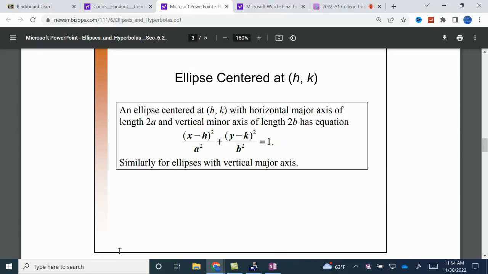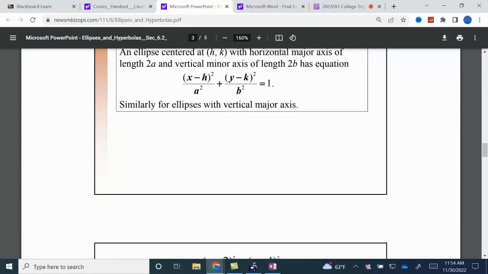And we're given some additional information. We're given that the horizontal major axis has a length of 2a, and the vertical minor axis has a length of 2b. So if we wanted to find the lengths of those, we can simply find a and b, multiply by 2, and that would give us the lengths for both the major and the minor axis.